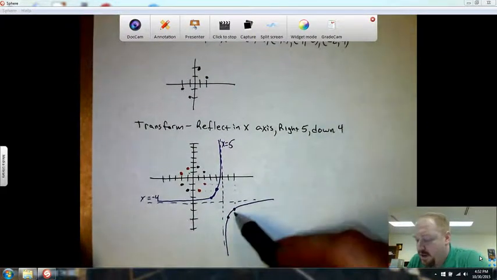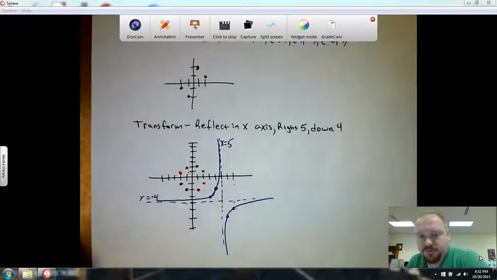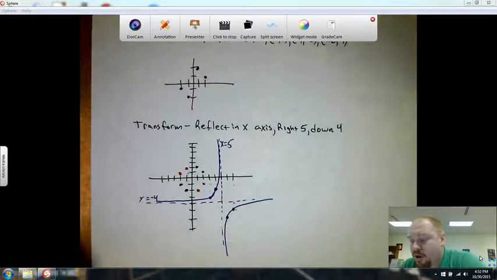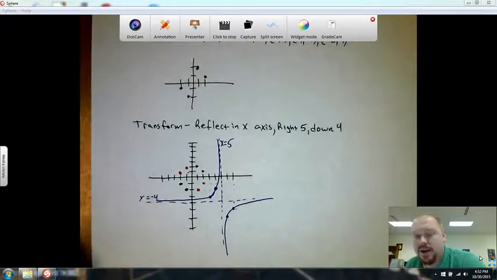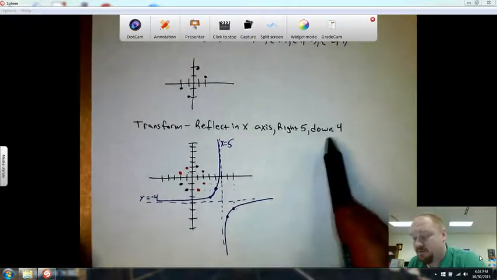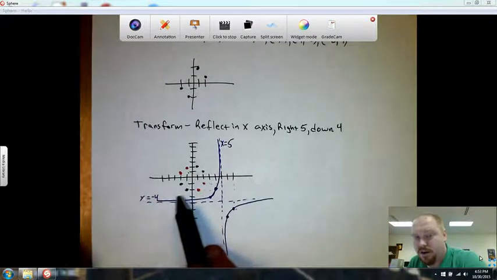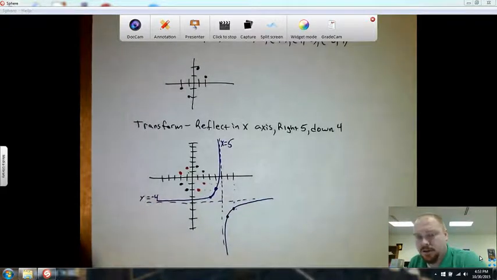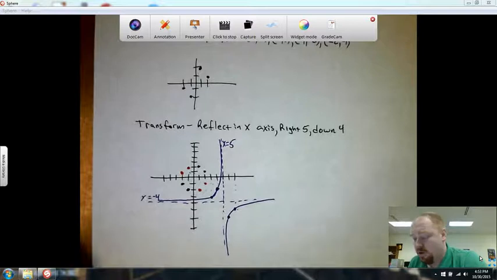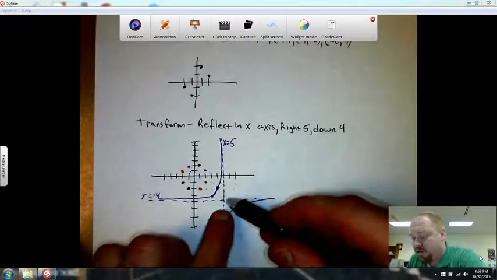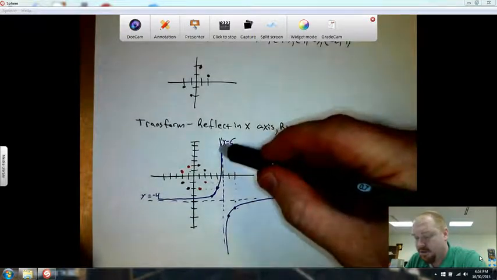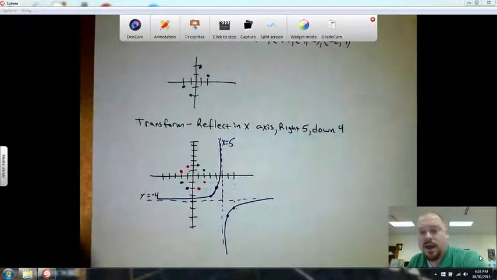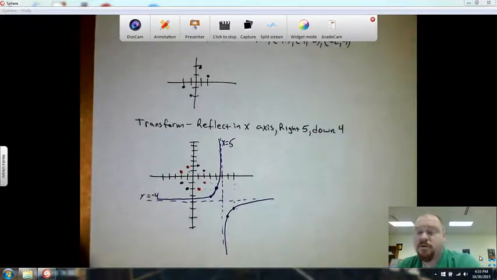So I plotted those points. Then I knew my vertical asymptote. What is that? x equals 5. So I drew that in. I knew my horizontal asymptote was y equals -4. Drew that in. So then I knew how to draw my graph. I knew it would approach these two lines and go through these two pilot points. And that's how you graph rational functions.